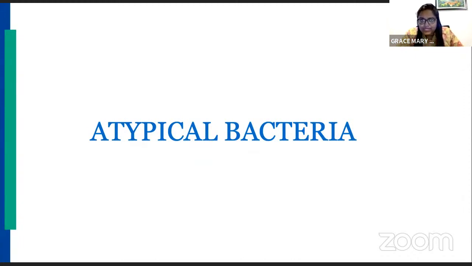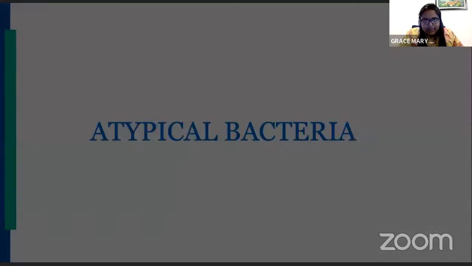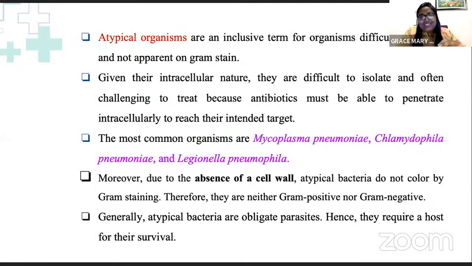There are three major atypical bacteria that we need to learn about: chlamydia, mycoplasma, and legionella. Why are these organisms called atypical? Because they are in their own way unique. Most of them do not have a defined cell wall. And you know the gram stain is based on the cell wall: gram positive have a thick peptidoglycan layer, gram negative have a thin peptidoglycan layer, surrounded by a thick lipopolysaccharide, LPS, layer.